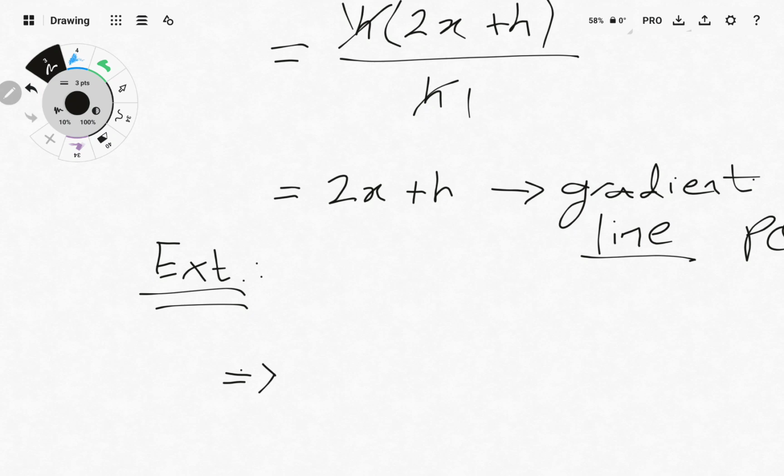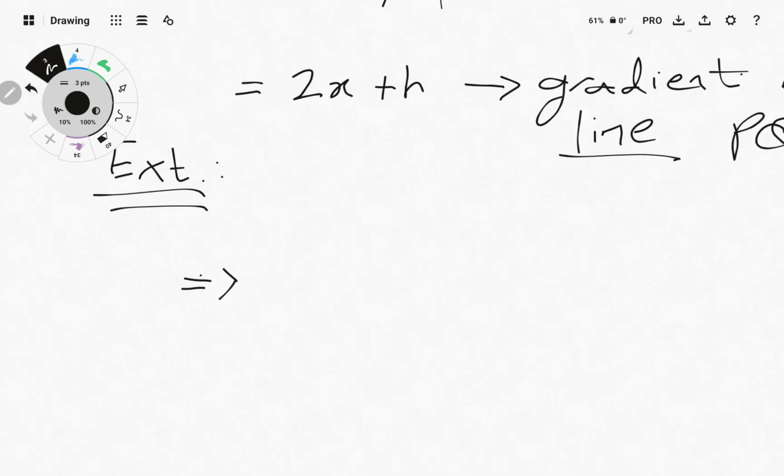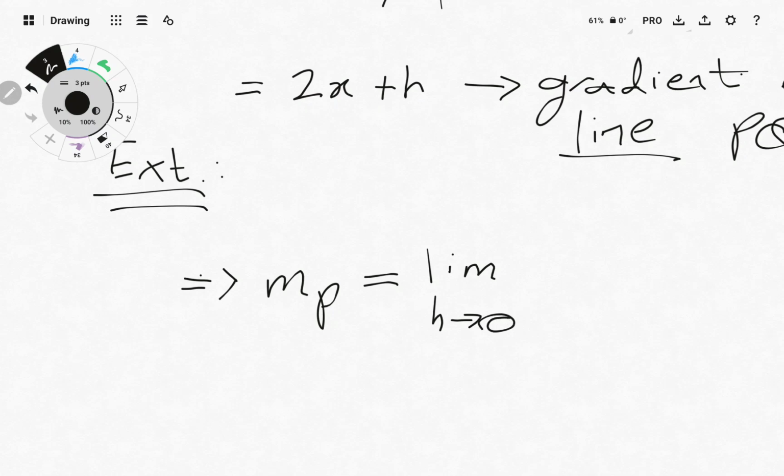Like this. I'm going to say that the gradient of the curve at P, I have to let h equal 0. I hope it makes sense why I have to let h equal 0. By the way, this is the notation for the limit I was talking about, and then we write our expression. Basically what this says is the limit of 2x plus h as h approaches 0. I hope it makes sense.